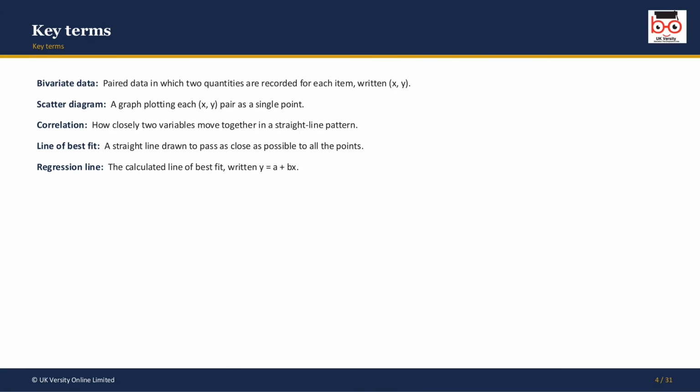A few terms to set up first. Bivariate data just means paired data, two quantities recorded for each item, written as an x and y pair. A scatter diagram plots each of those pairs as a single point. Correlation describes how closely the two variables move together in a straight line. The line of best fit is a straight line drawn as near as possible to all the points. And when we calculate that line properly, we call it the regression line, y equals a plus bx.